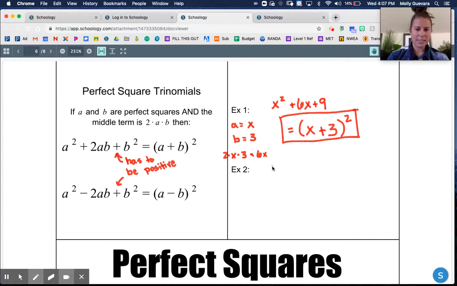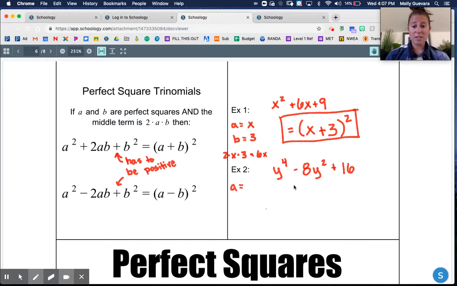So our second example is y to the 4th minus 8y squared plus 16. So things to check for: is the first term a perfect square? Yes, right? Is the last term a positive perfect square? Yes, so this might be a perfect square, so let's test it.